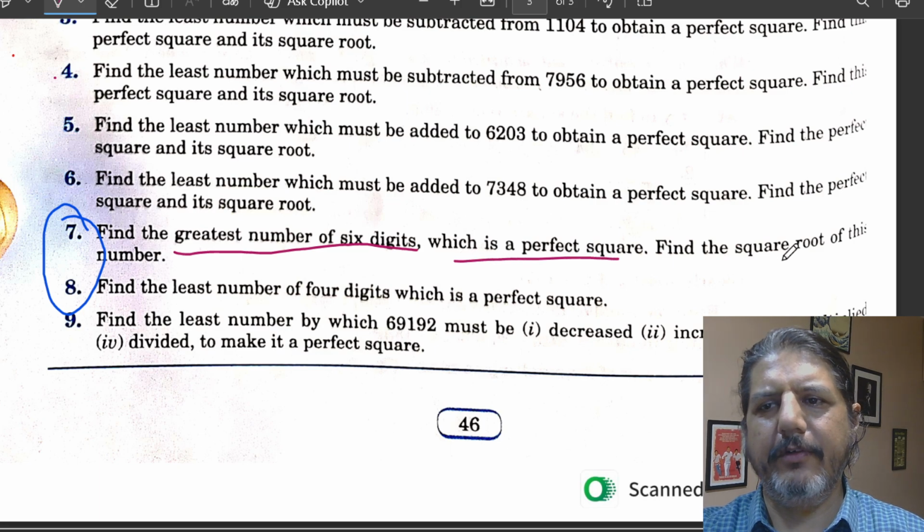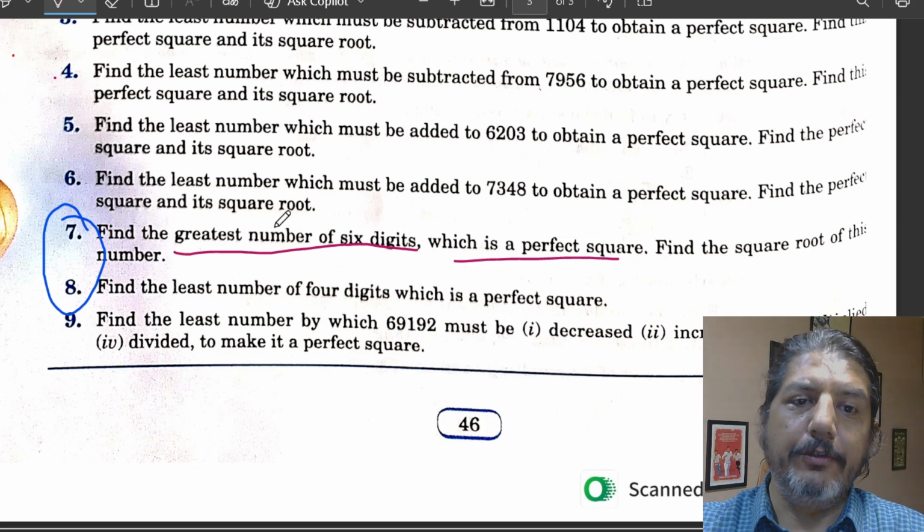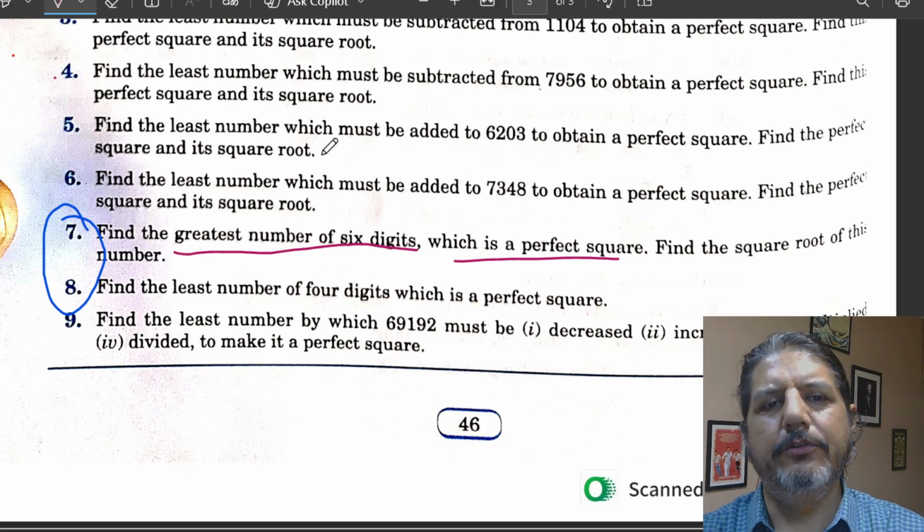is a perfect square, find the square root of this number. Okay, how do we do this question? So I'll be using the long division method for finding the square roots.